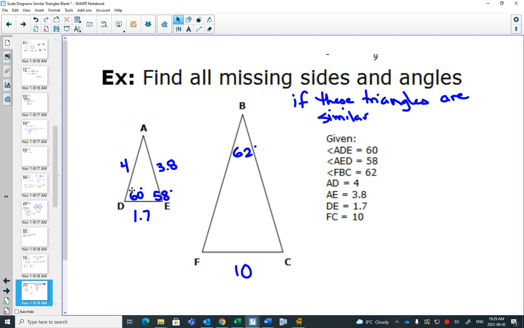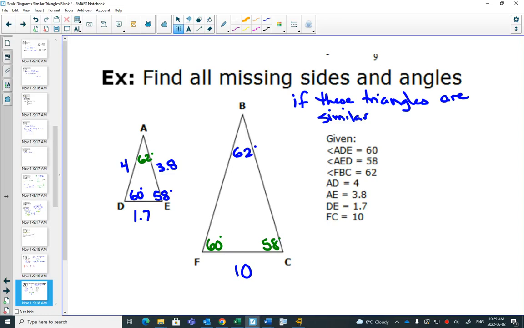So, if these are similar, okay, first of all, angles in a triangle always add up to how many degrees? 180. So that means I can figure this side out has to be 62, which corresponds to the 62 there. And then if angles in similar triangles are the same, you can figure out this angle has to be 60 and this angle has to be 58. Now the sides are proportional. Question? Yeah.